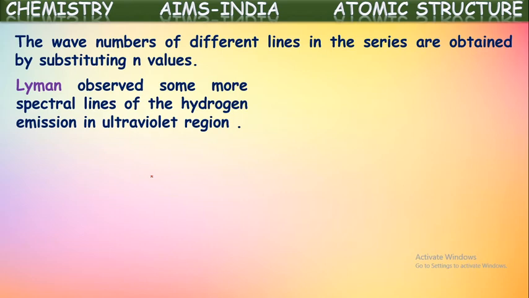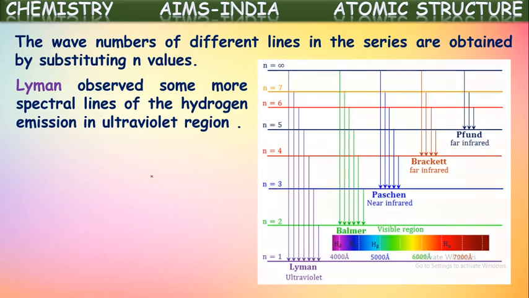Next, Lyman observed some more spectral lines in the hydrogen emission in the ultraviolet region, so it is called the Lyman series. Yes, Lyman observed some more series of lines in the ultraviolet region, and those were discovered and given the name Lyman series.